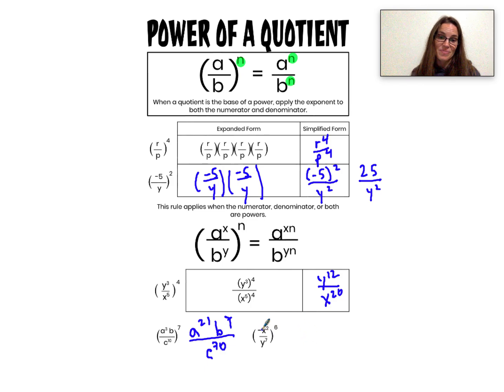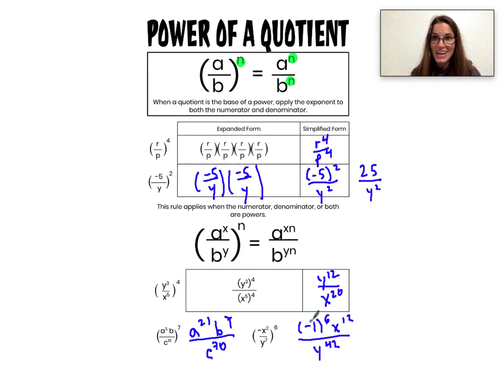Last example. We actually also have a product here in our numerator. We have that coefficient of -1 being raised to the 6th, x squared raised to the 6th, which is x to the 12th. And then the denominator is y to the 7th raised to the 6th. We're going to multiply our exponents there using the power rule. So y to the 42nd.